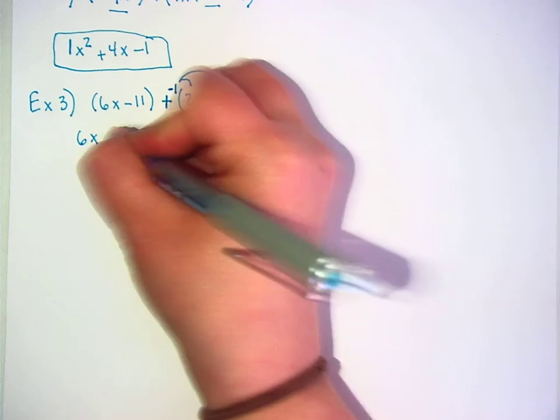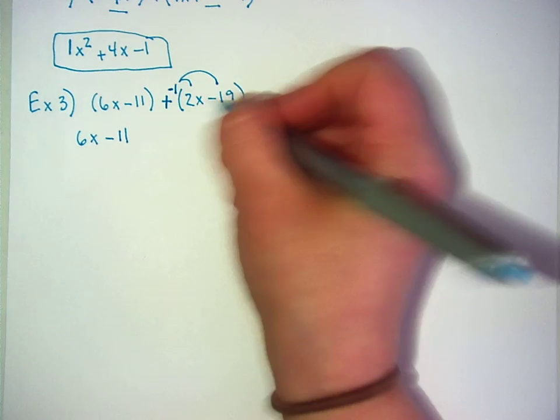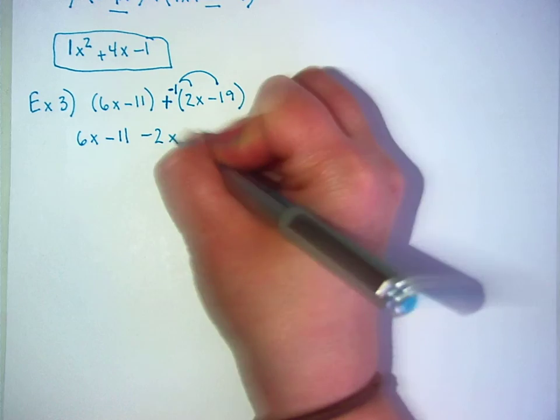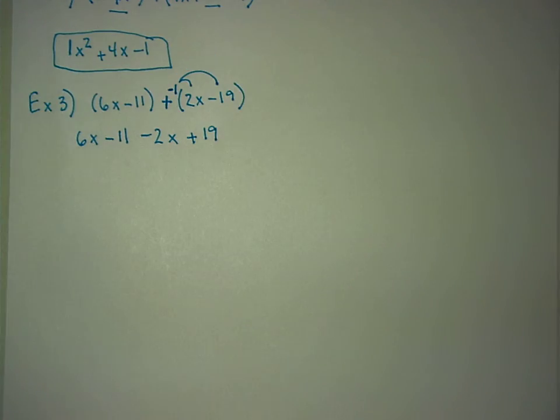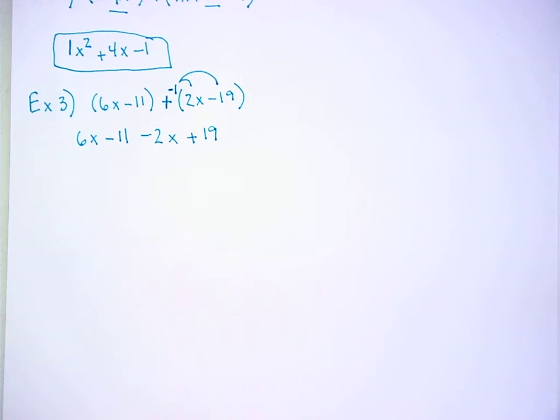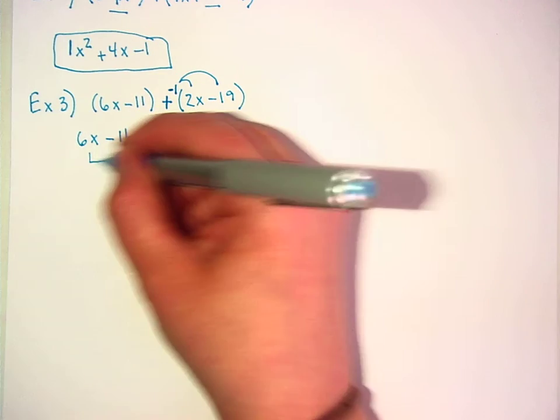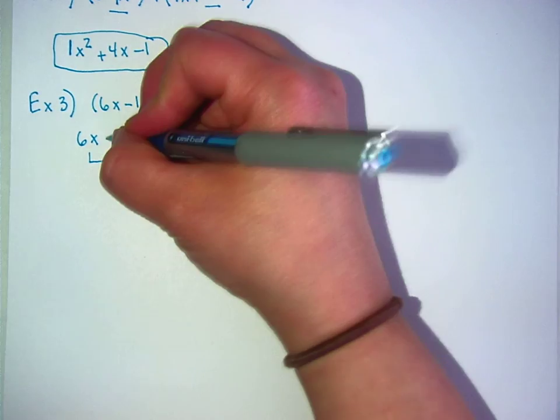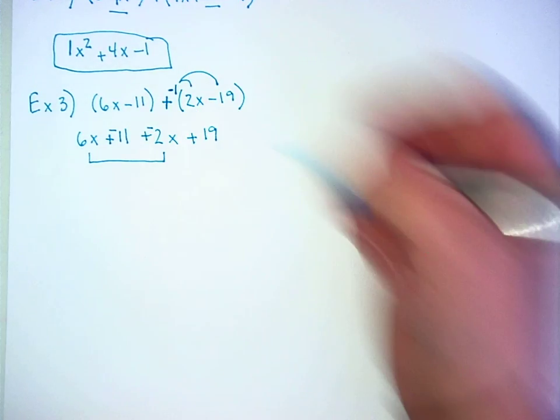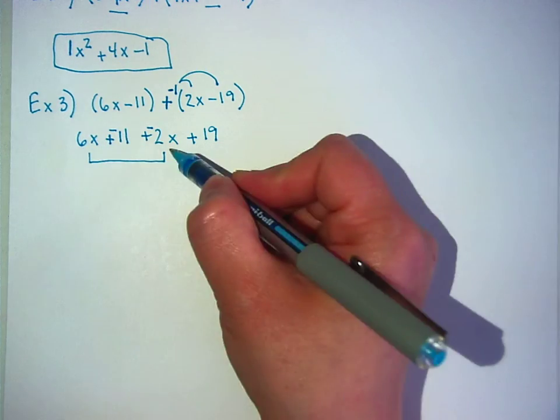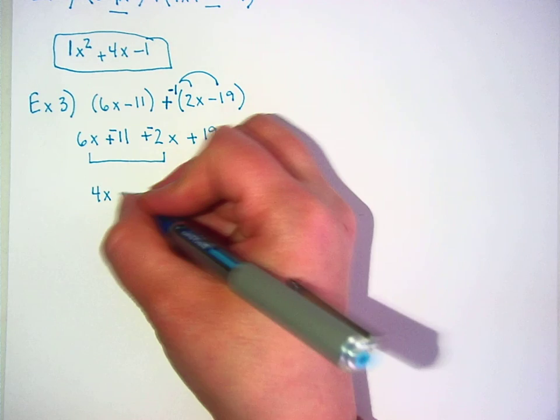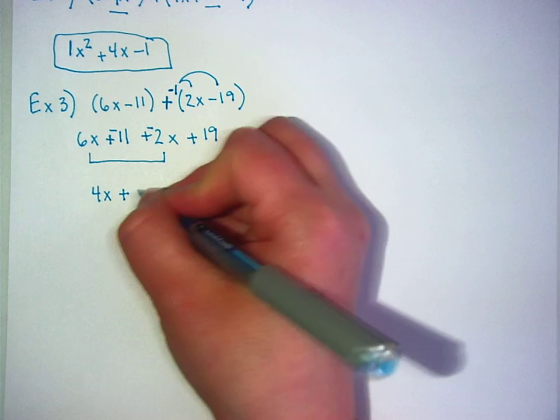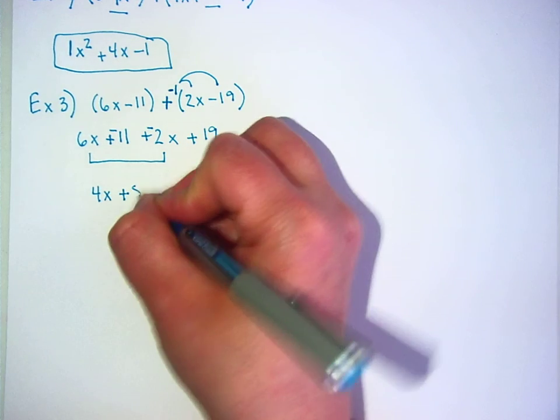So this is now 6x minus 11 minus 2x and a plus 19. Do you see where I'm getting those numbers from? Anyone confused? All right, so now I'm going to put the x's together. Remember, if it helps you, make it plus and negative so that you know that they go with those. 6x and a -2x is 4x. And a -11 plus 19 is what? Positive 8.